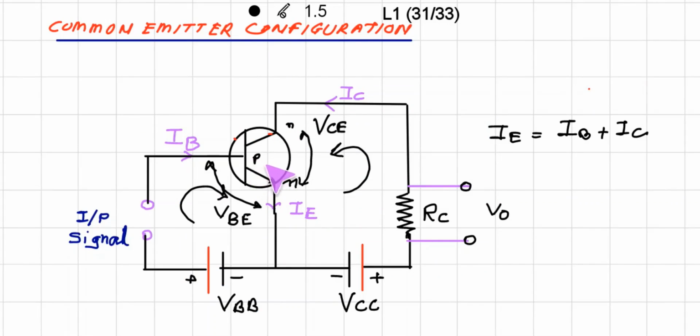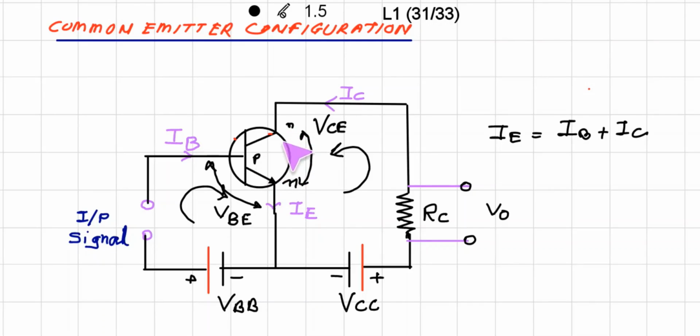Look, this is the emitter which has an arrow, this is the base and this is the collector. Now input is applied between the base terminal and the emitter terminal. So input is connected to base, and the emitter is commonly connected to both base and collector. So this is the input port, this is the output port, and the emitter is common.